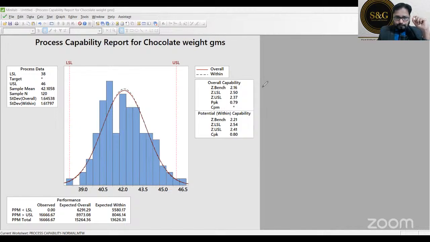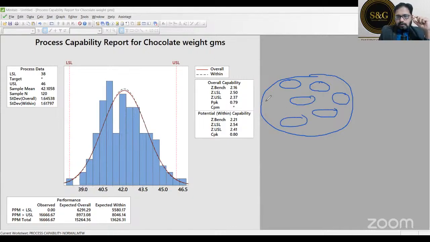Now, I was talking about this data. Imagine this is, let's say, 120 data points, which is made up of 12 different samples. Sample number 1, sample number 2, sample number 3, 4, 5, 6, 7, etc. There are 12 samples we have taken. Understand this, in every sample there is a variation, yes or no? Every sample of 10, there will be within variation, yes or no?